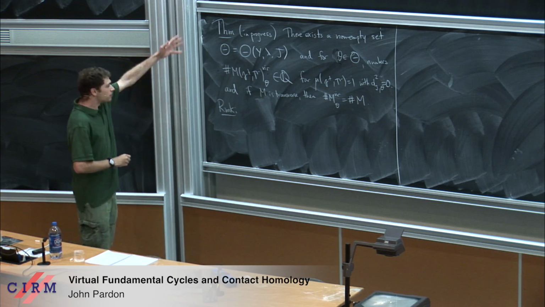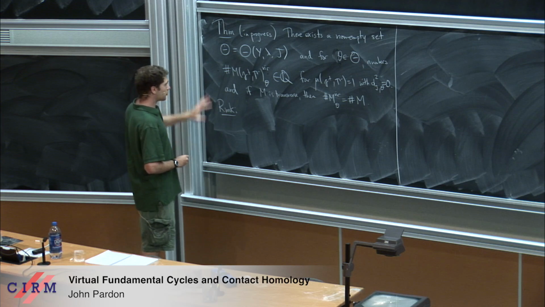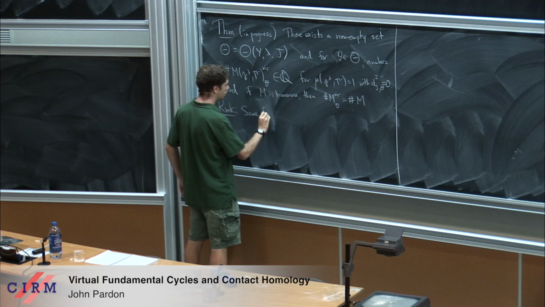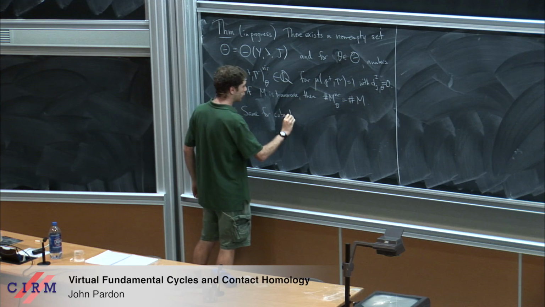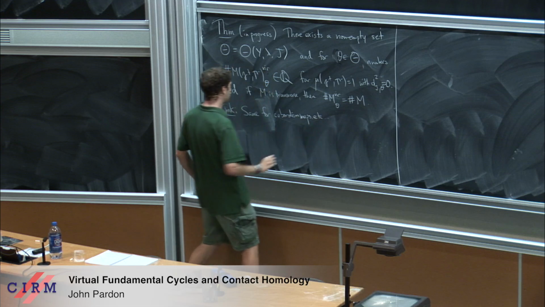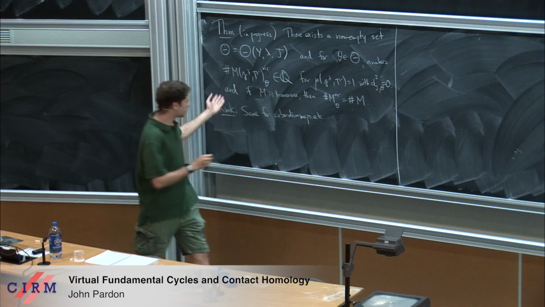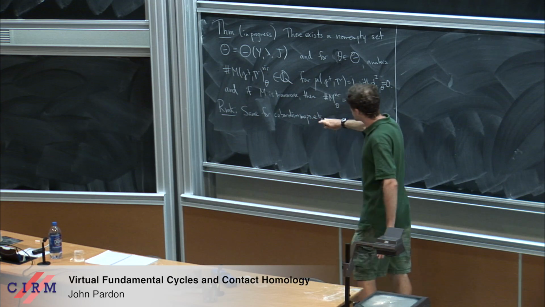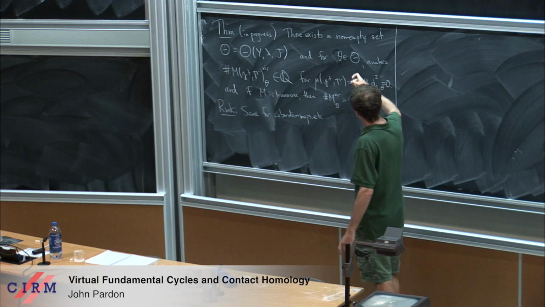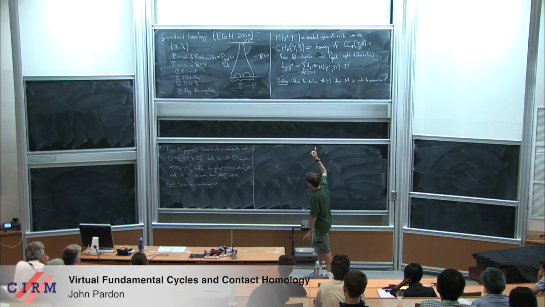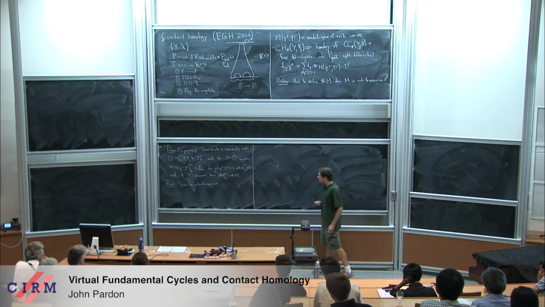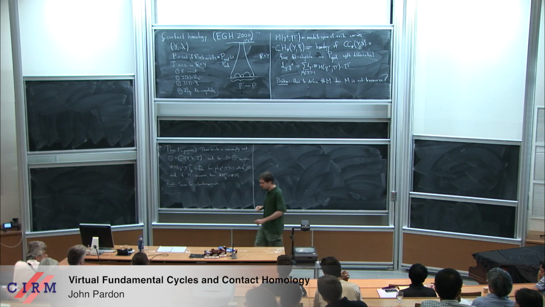Okay, a remark is that together with this result, the same thing holds for cobordism maps, etc. And together with the cobordism maps and everything, you can check that this resulting homology is independent of lambda, J, theta. It depends only on the contact structure.